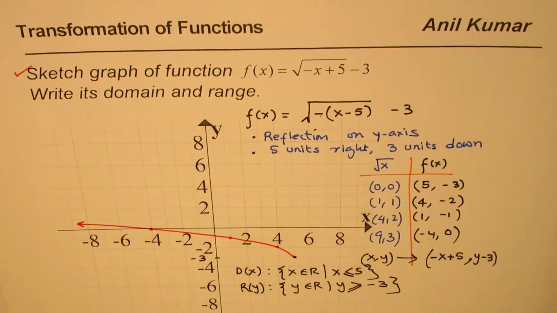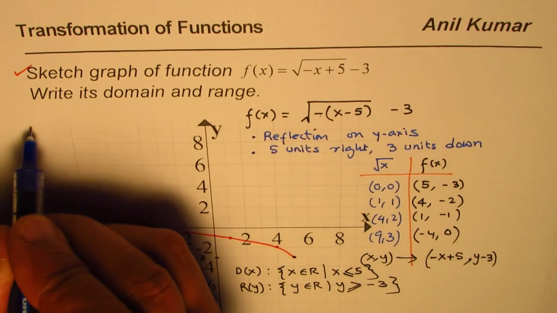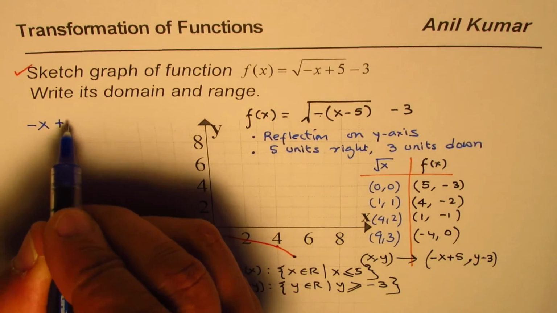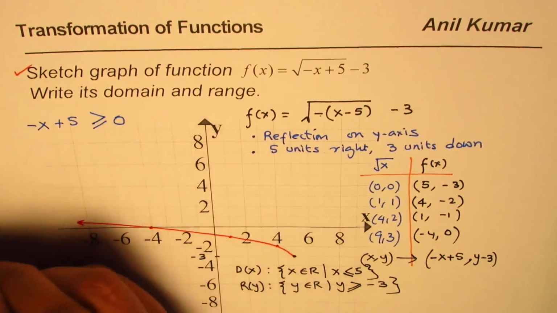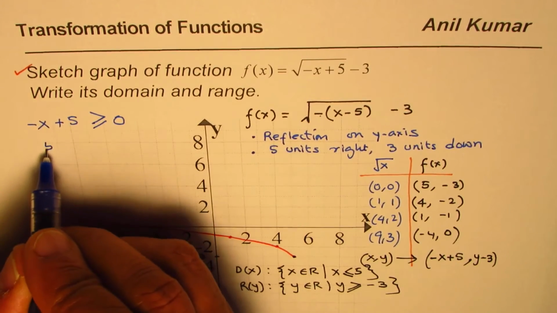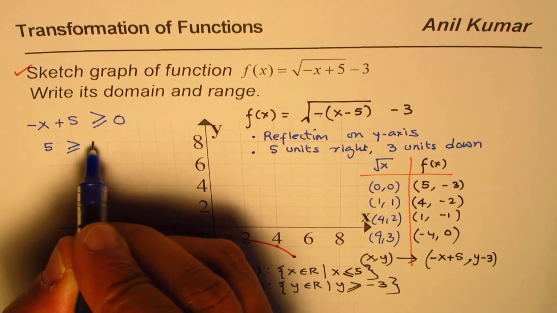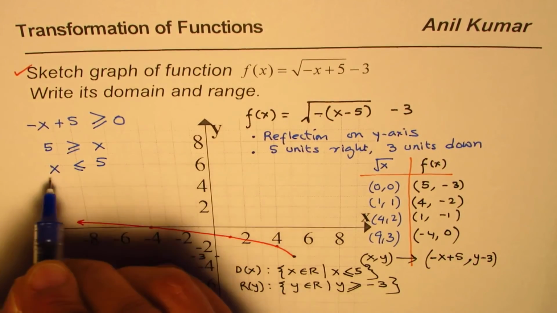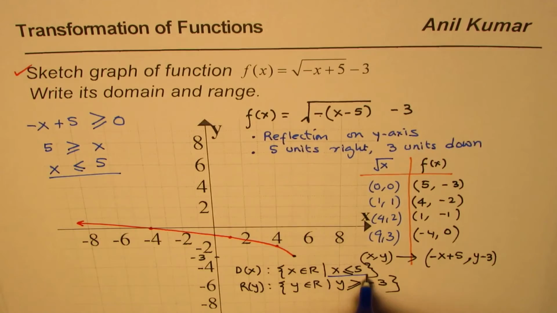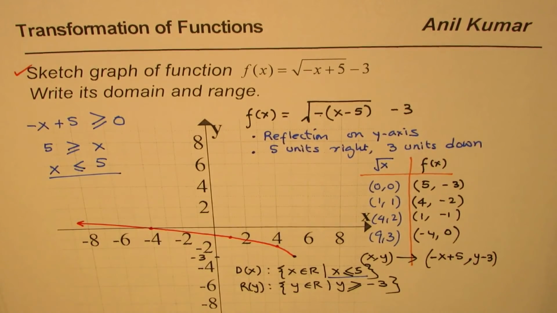Let me use another ink here. So we know minus x plus 5 should be non-negative, right? Should be greater than or equal to 0. So that gives us that 5 should be greater than or equal to x, or we can say x is less than or equal to 5, correct? So that is how you could have got the domain directly from the equation also. Since it opens upwards and starts at minus 3, range is greater than or equal to minus 3.